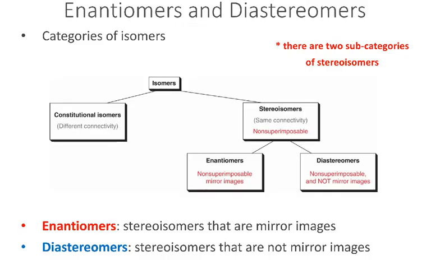In this video, we're going to talk about the difference between enantiomers and diastereomers. And this really becomes important when we have more than one chiral center in the molecule. So there are a number of different categories of isomers.